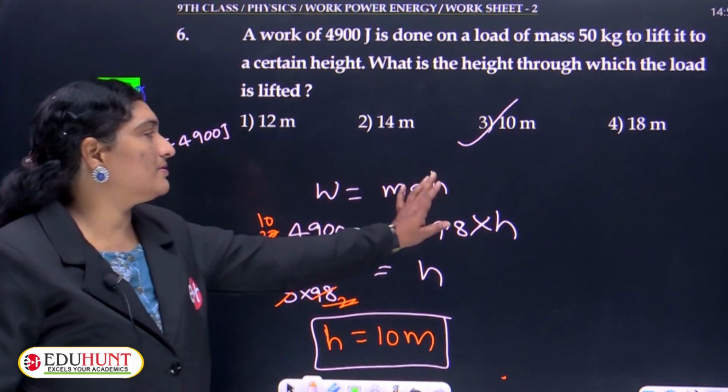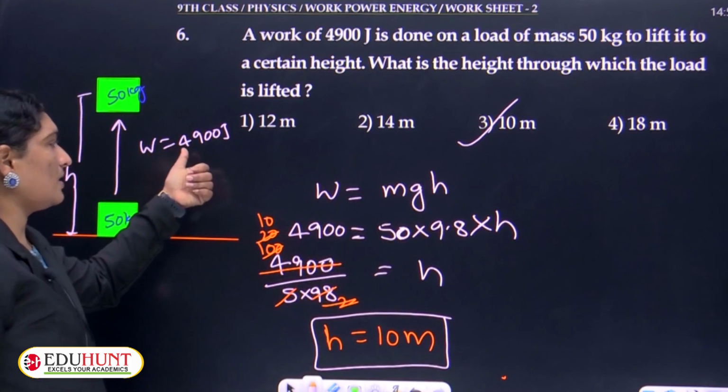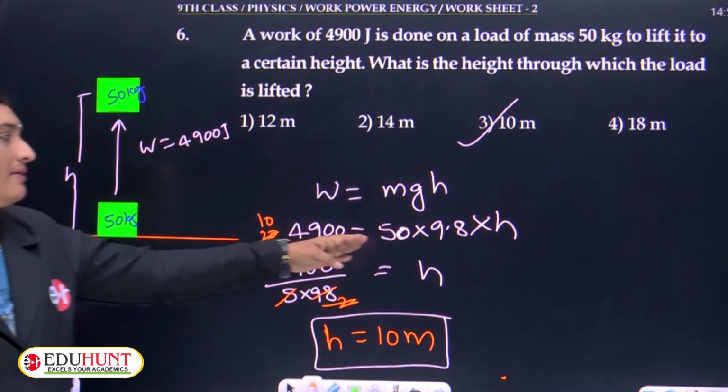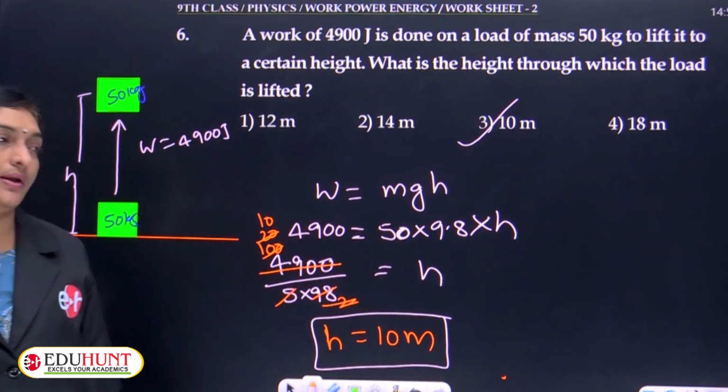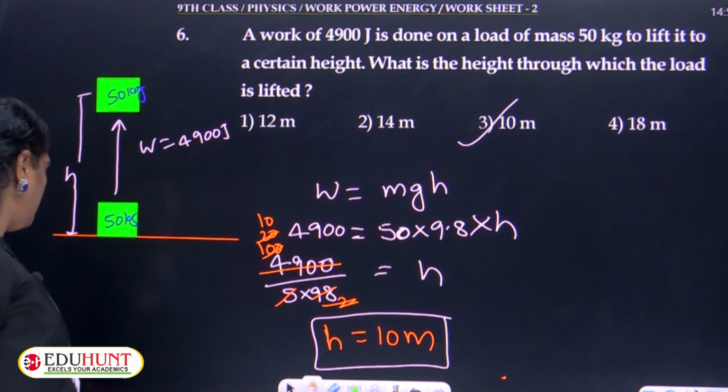Simple formula: W equals mgh, or h equals W by mg. W is given as 4,900, mass is given as 50 kg. Acceleration due to gravity, you have to consider it as 9.8. So, simplified, you'll be getting the height as 10 meters.